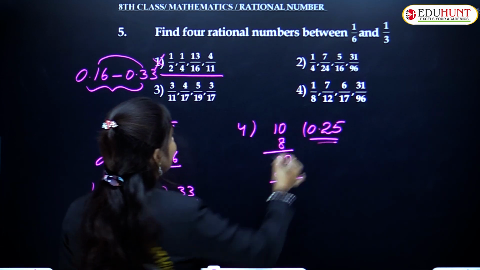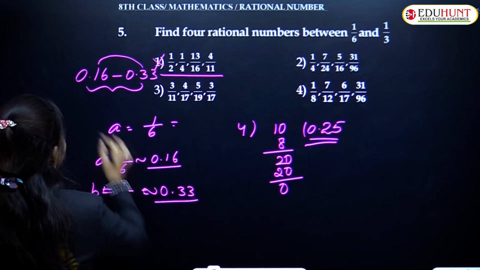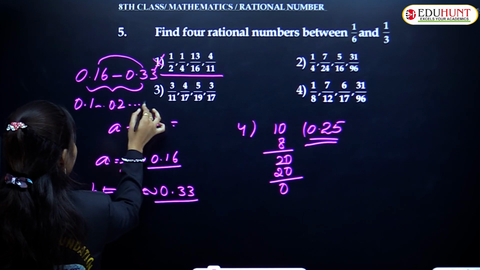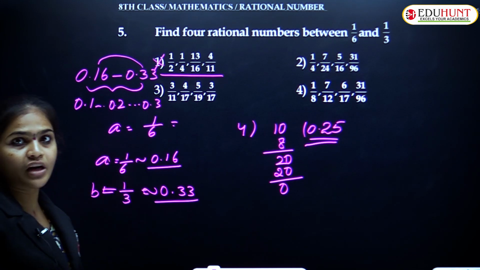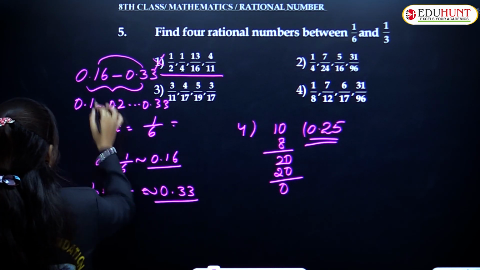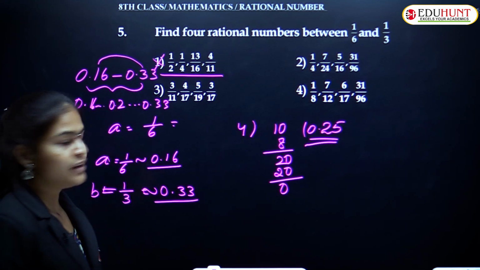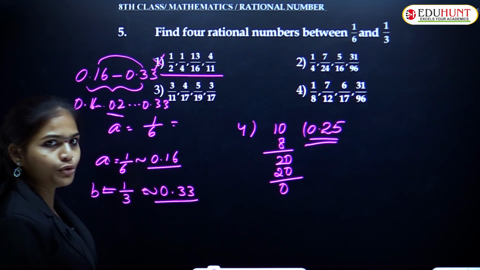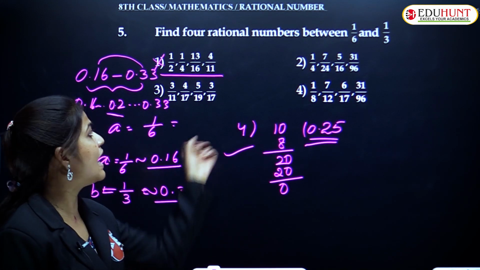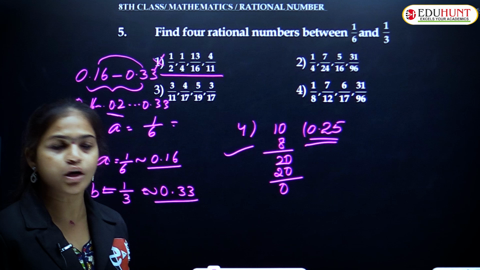So 0.25 means 0.2 lies in between the 0.1 series and the 0.2 series, and 0.3 we need to find up to 0.33. Up to 0.33, and here the starting number is 0.16. So in between only 0.2 is there, no? So that's why this number is satisfying. Okay, so we have to check the leftover numbers in that option 2.